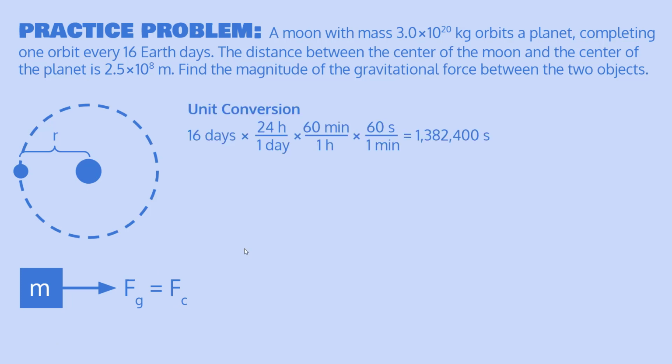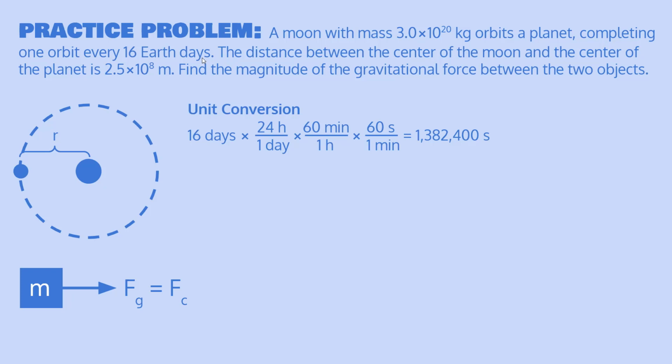So now let's make sure that everything in the question is in the correct units, because in physics we use meters, seconds, and kilograms. So the mass is in kilograms, so that looks good, and then here the distance is in meters, so that's fine as well. But here we have a problem. It says 16 Earth days. We don't want days, we want seconds. So we have to do a unit conversion.